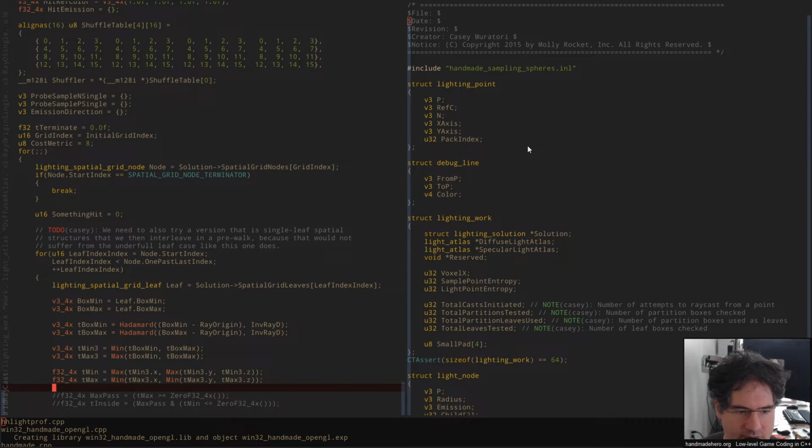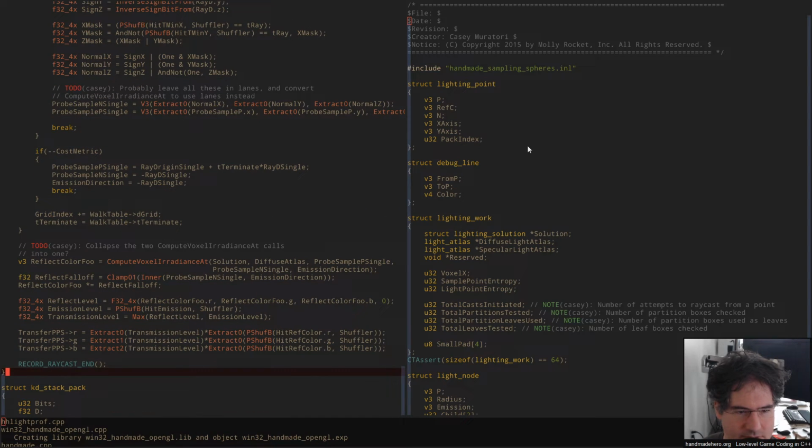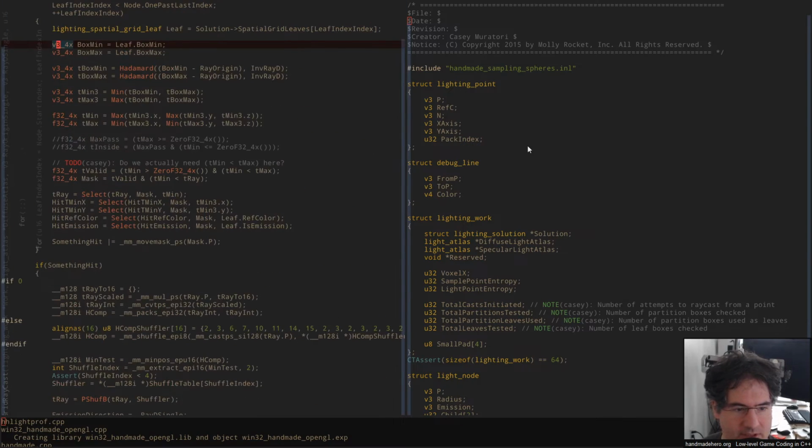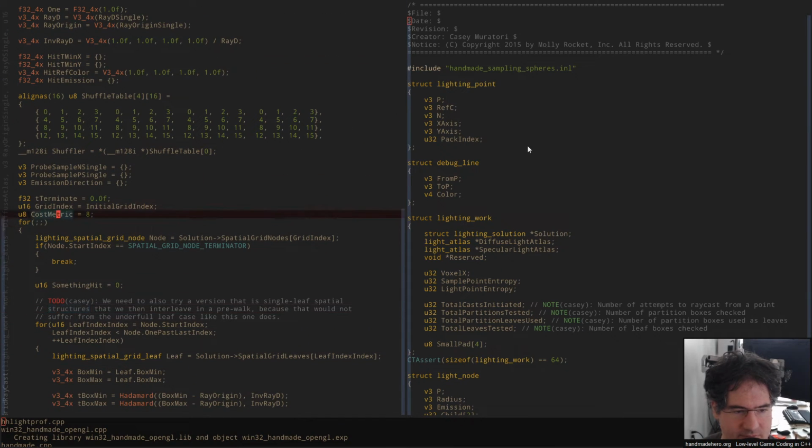So looking at the cost metrics here, that stuff looks right. I think that's a pretty sane way to do it. So we can just adjust this cost metric as necessary. And you could make it 255 if you just wanted to basically raycast everything always. And you could make it as low as 1 or 2 if you wanted the worst possible thing.